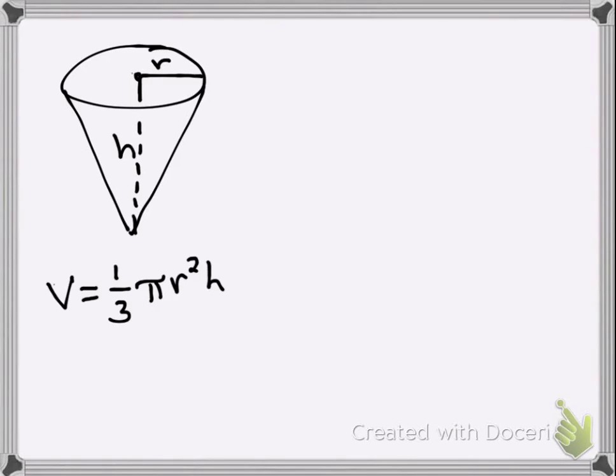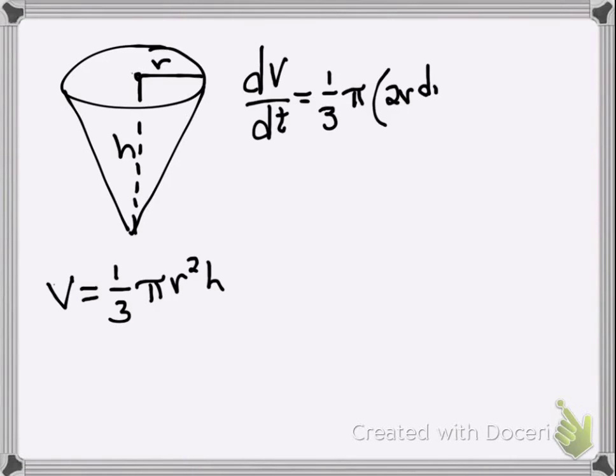So we could say something like this. We could say the derivative of the volume, or the rate of change of the volume with respect to time, is going to be equal to, now I'm going to factor out the 1/3 pi, and then we take the derivative of r squared h. Now, since we know that r and h are both functions of time, that means that we have to use the product rule and the chain rule. So if we take the derivative of r squared first, we get 2 times r times dr/dt times h, and then if we take the derivative with respect to h, we're going to get r squared times dh/dt.